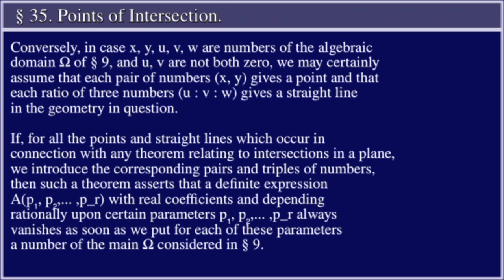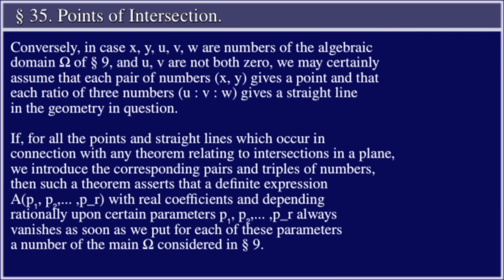Conversely, in the case x, y, u, v, w are numbers of the algebraic domain omega of section 9, and u and v are not both 0, we may certainly assume that each pair of numbers x, y gives a point, and that each ratio of three numbers u, v, w gives a straight line in the geometry in question.